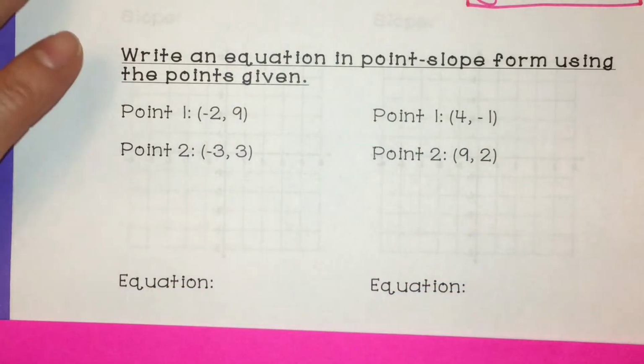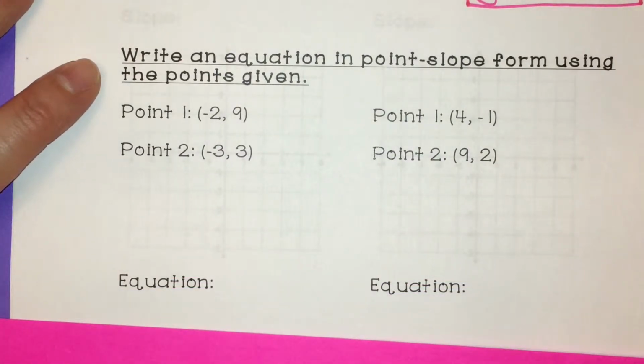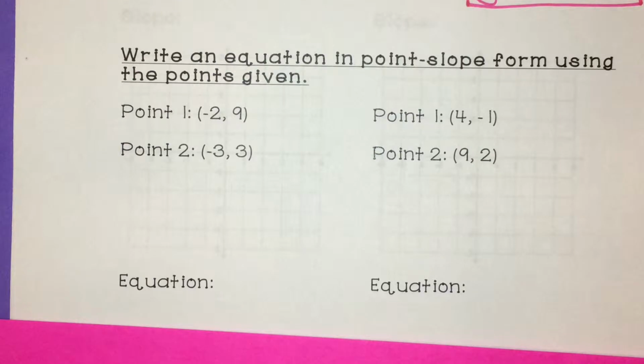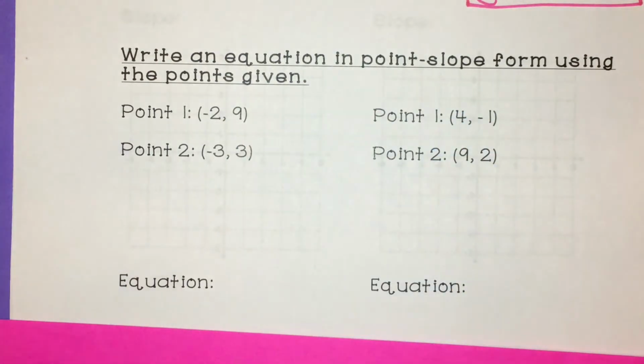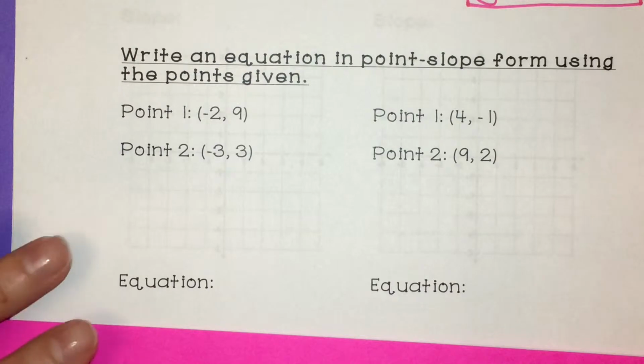So this one's very similar. You're going to write the equation in point slope form using the points given. So this time you're given 2 points. You're not given the slope though. So we have to find the slope and then use the slope and one of the points, I would use point 1, and plug those values into your equation.